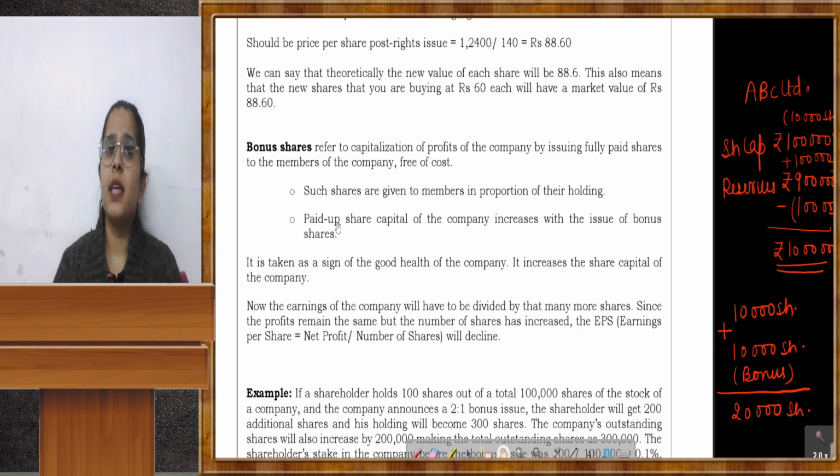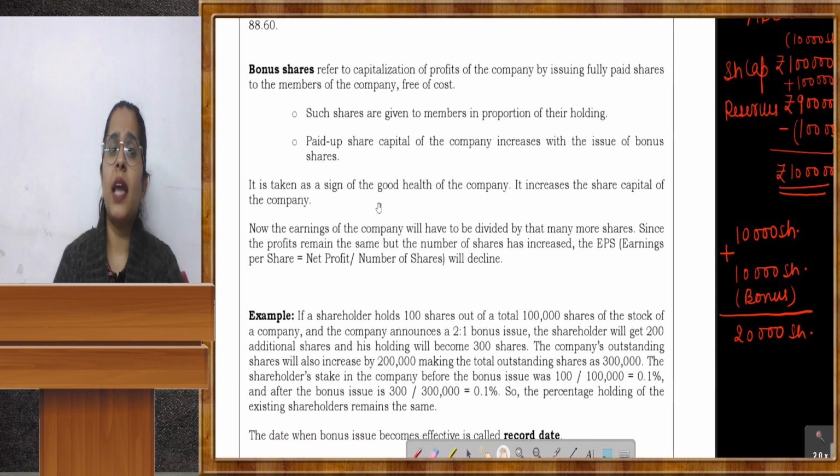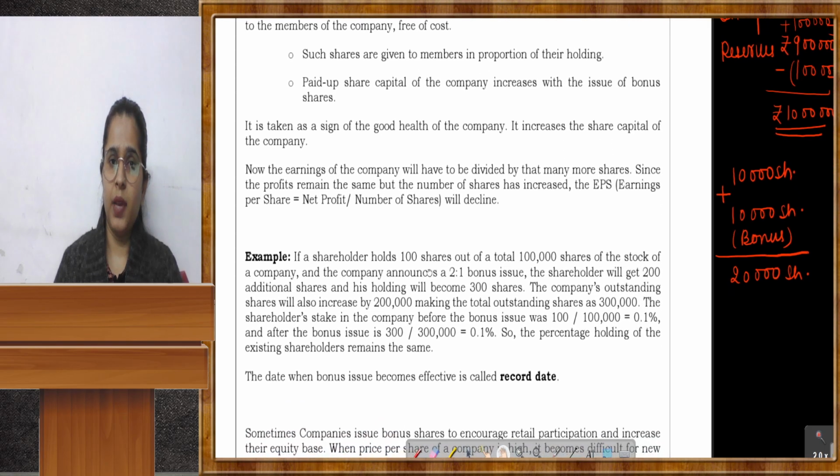Okay. Next, paid up share capital of the company increases with the issue of bonus shares. I have shown you the example. Earlier, capital of the company was 1 lakh. After issue of bonus shares, it became 2 lakhs. Next, it is taken as a good sign of good health of a company. It increases the share capital of the company. Now, the earnings of the company will have to be divided by that many more shares since the profits remain the same but the number of shares has increased. The EPS will decline. Okay.